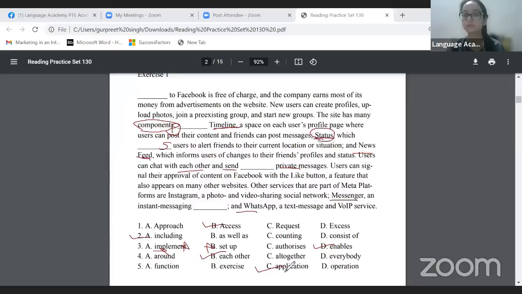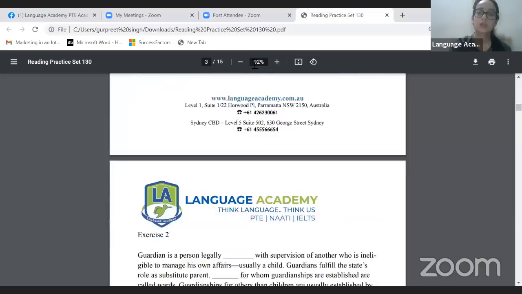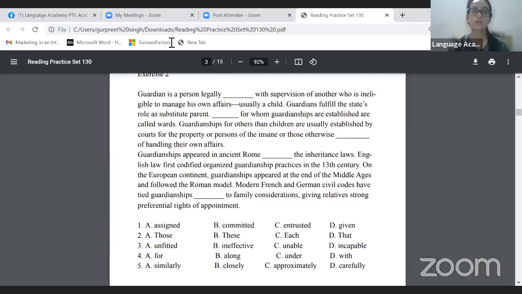Any confusions or queries, anyone in this question? After comma, if you need a verb, it should be ing form of verb, right? Okay. So here you have question number 2 on your screens, and you have 2.5 minutes to post your answers.